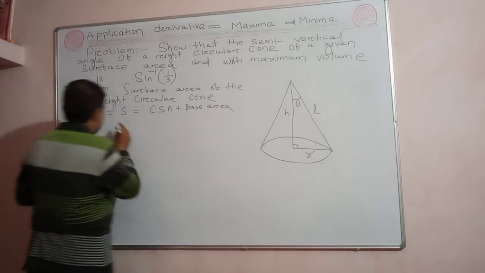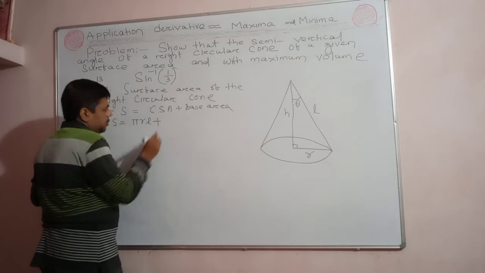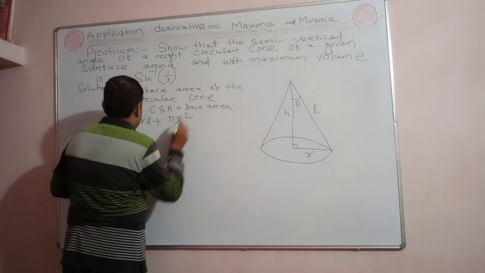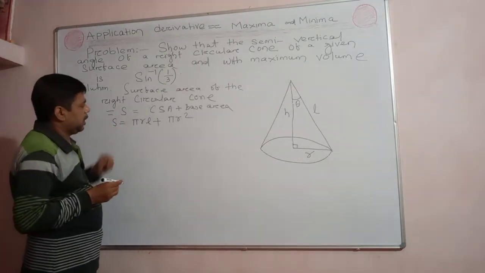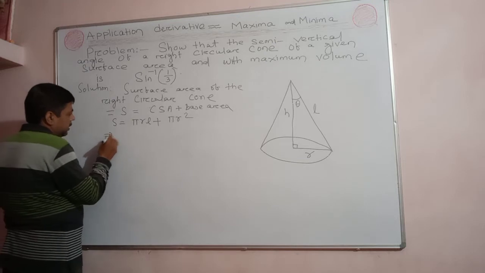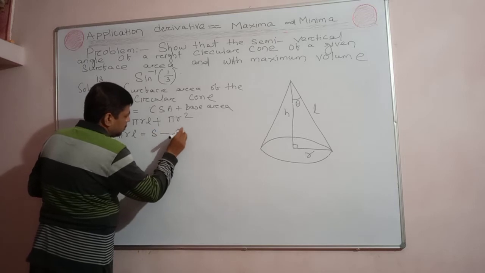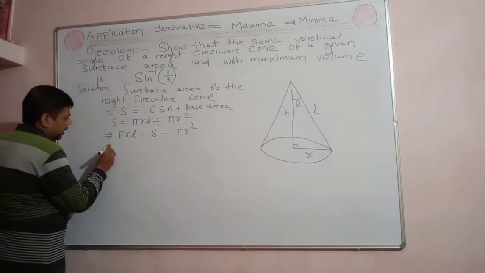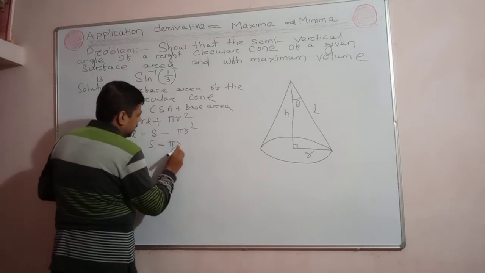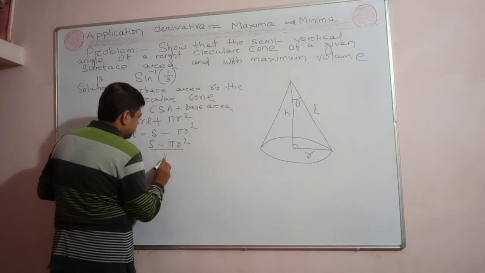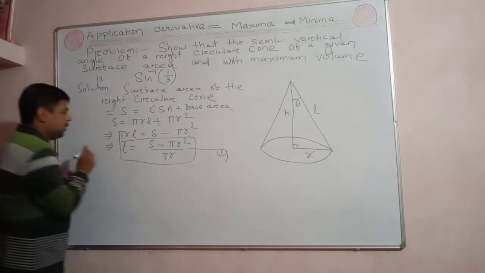Here the surface area S is equal to pi r L plus base area pi r square, where L is the slanting height. So S is equal to pi r L plus pi r square. Can I write pi r L is equal to S minus pi r square? Then find the value of L, the slanting height: L is equal to S minus pi r square by pi r. So this is the slanting height of the cone.